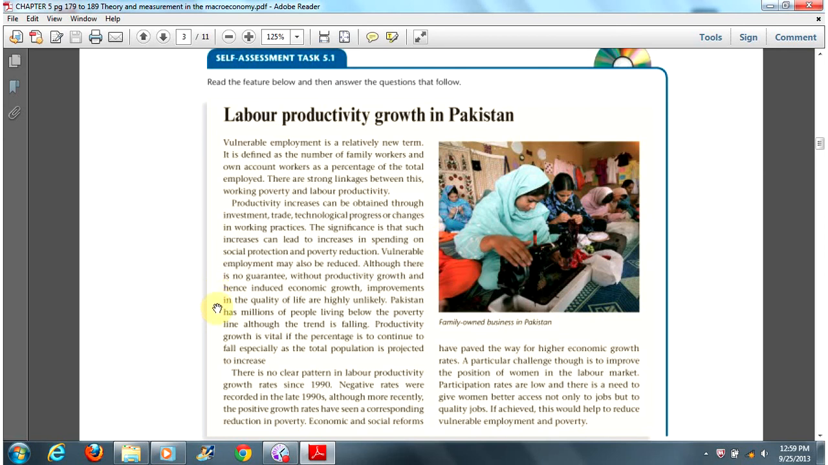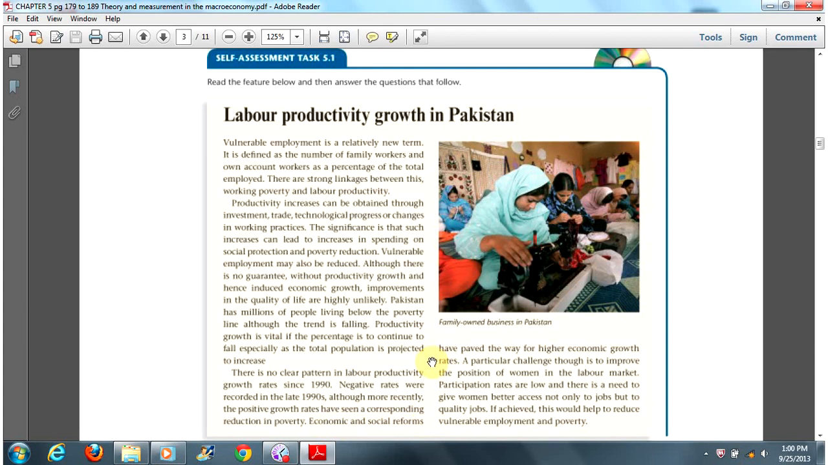Pakistan has millions of people living below the poverty line, although the trend is falling. Productivity growth is vital if the percentage is to continue to fall, especially as the total population is projected to increase. There is no clear pattern in labor productivity growth rates since 1990. Negative rates were recorded in the late 1990s, although more recently there have been positive growth rates and a corresponding reduction in poverty. Economic and social reforms have paved the way for higher economic growth rates.